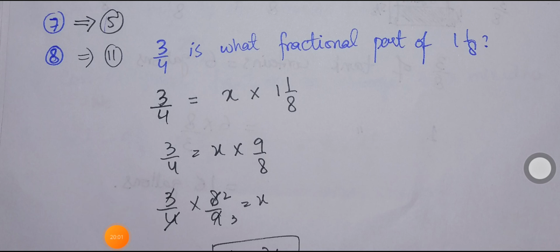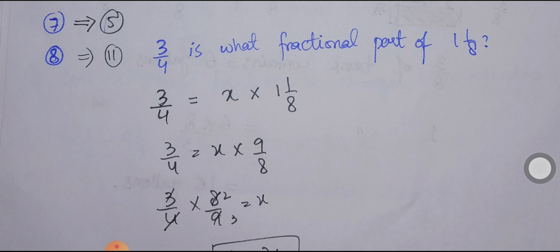Next, we have question number 7 that you are going to attempt by yourself, on the same pattern as we have solved question number 5. Then question number 8, you have to solve by your own, on similar lines as we are going to solve question number 11, which is saying that 3 by 4 is what fractional part of 1 whole 1 by 8.